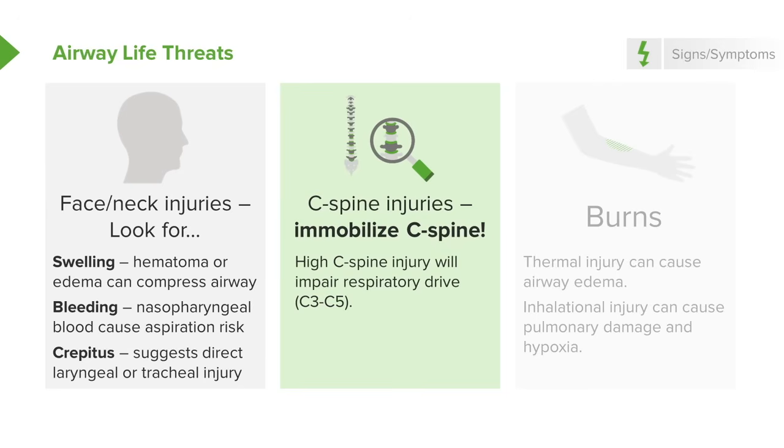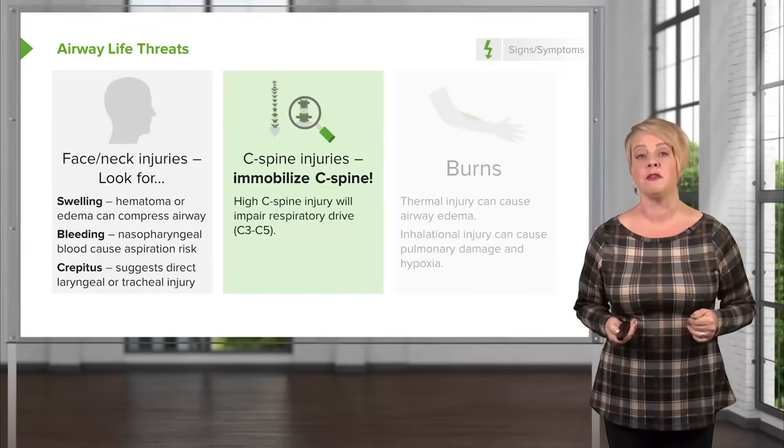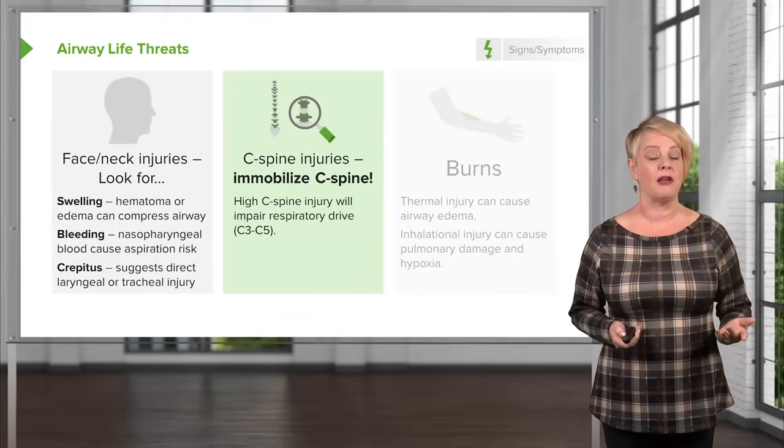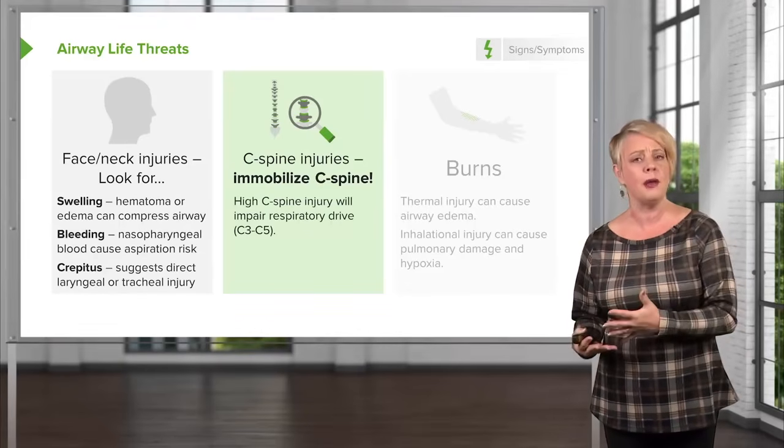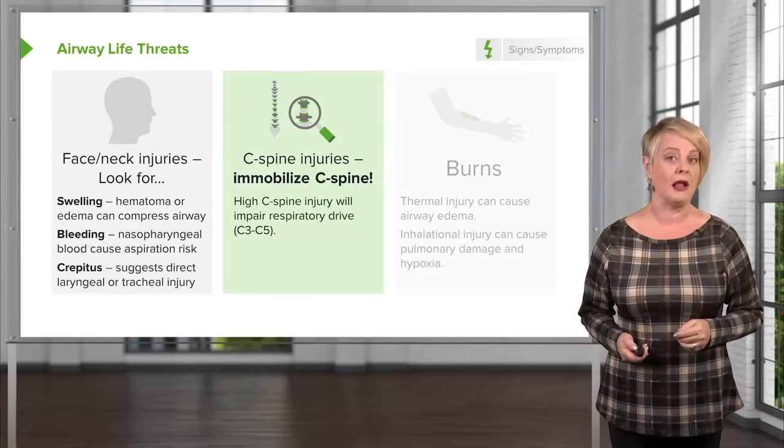So the cervical spine should be immobilized in trauma patients in case they do have an injury. And anytime a patient has a high C-spine injury, they can actually lose their respiratory drive. There's a rhyme, C3, 4, 5 keeps the diaphragm alive. So patients who have injuries in those regions of the spinal cord might have impaired respiration, not because of an airway problem, but because of difficulty breathing from diaphragmatic paralysis.